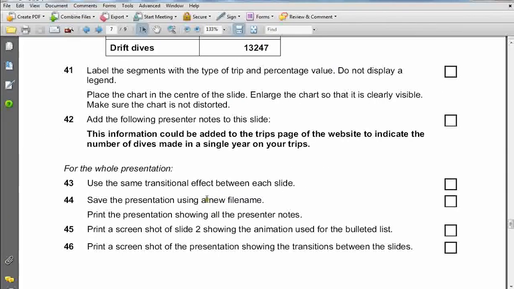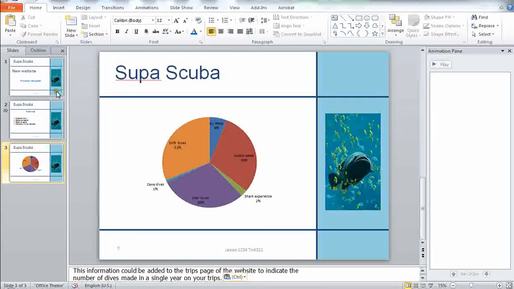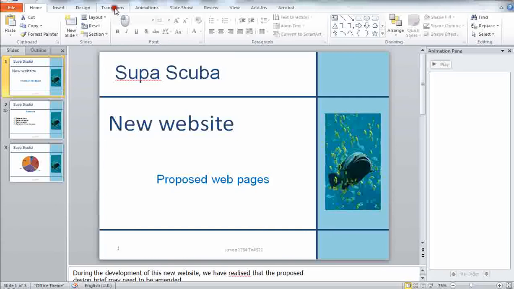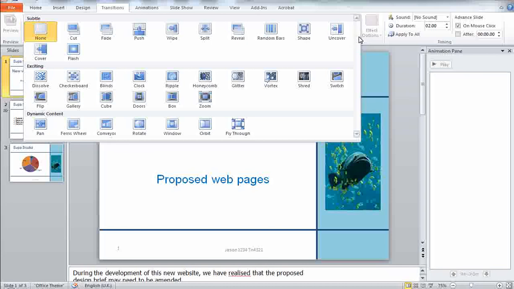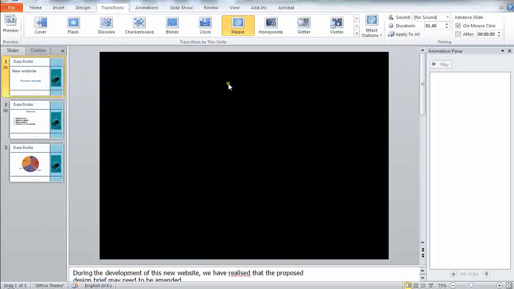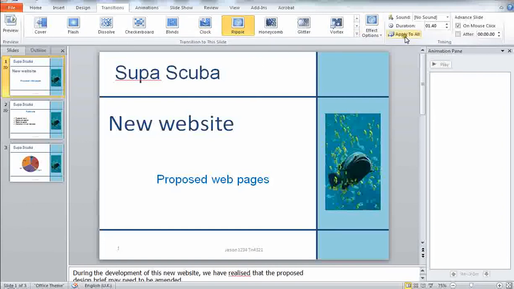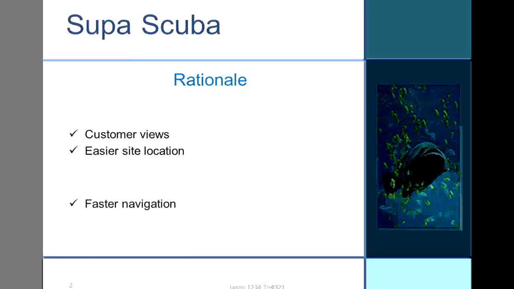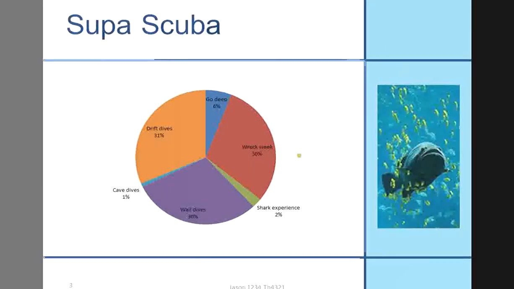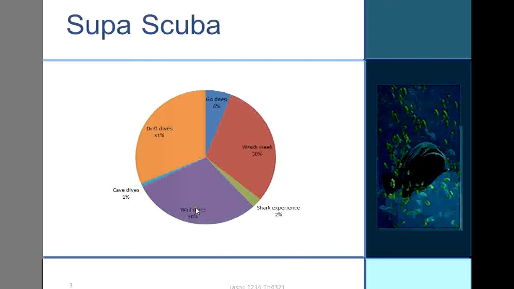The next question, question 43, says use the same transition effects for each slide. Okay, so I'm going to go to transitions. This is about fish, so I think we have a ripple effect. Yeah, ripple. I'm going to go to apply to all, and I think that is done. So I'm just going to press F5 to see if it works. Okay, page 1 looks good. Page 2, my bullet points coming on. Page 3, my chart, percentages, labelled each section.